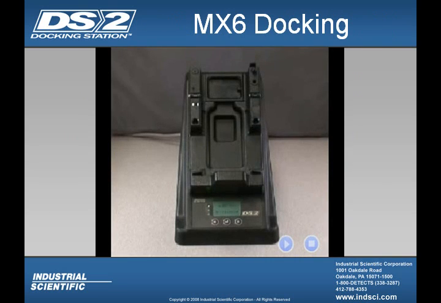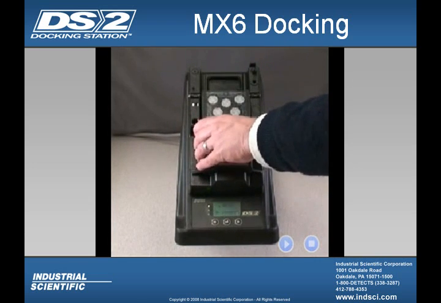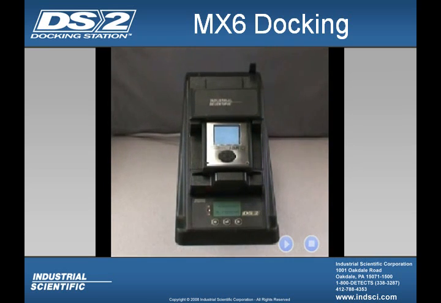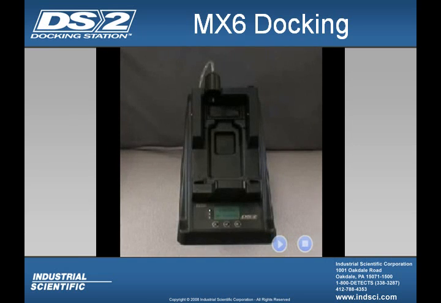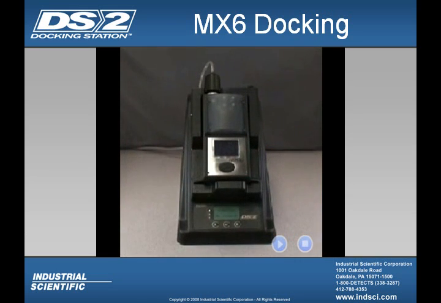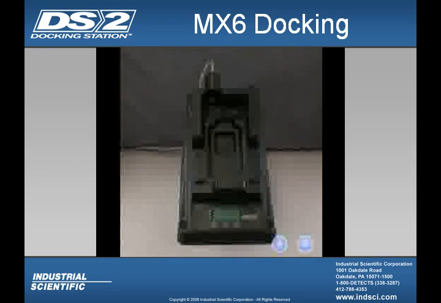When docking an MX6 without the sampling pump, all the user has to do is put the unit in the docking station, and then flip the lid down over top of the instrument. At this point, it'll establish communication and execute the instrument's scheduled functions. Now when docking an MX6 with the sampling pump, we have to ensure that the sampling adapter is in place. Then we're going to feed the instrument's inlet into that sampling adapter and put it onto the base of the DS2. At this point, it'll establish communication and execute its scheduled functions.